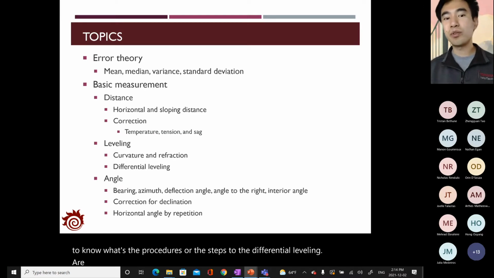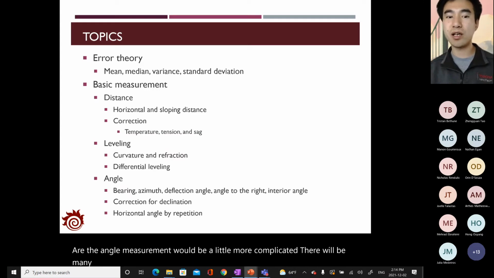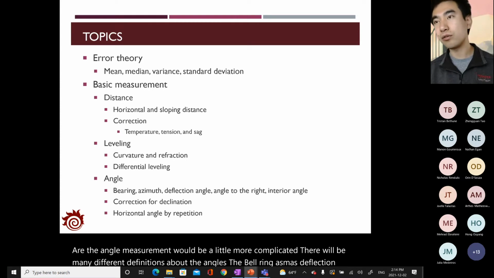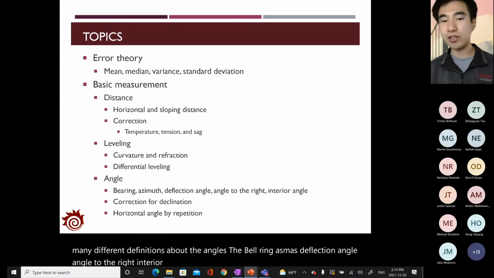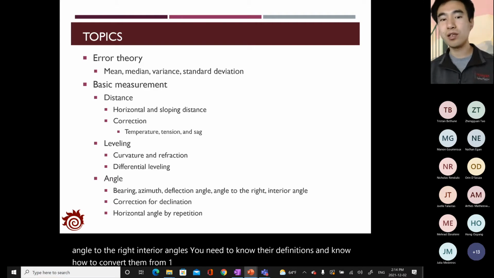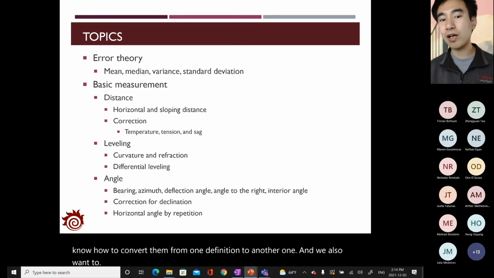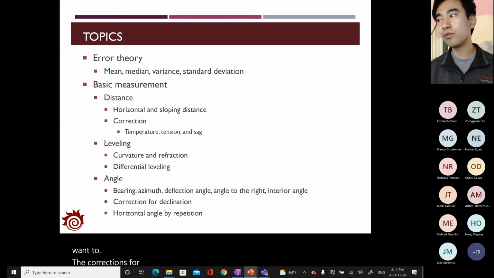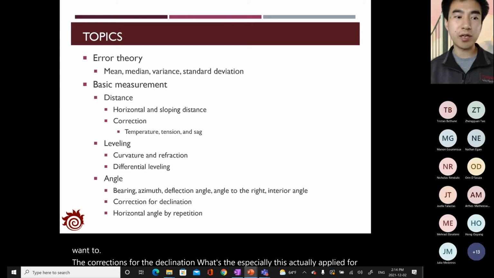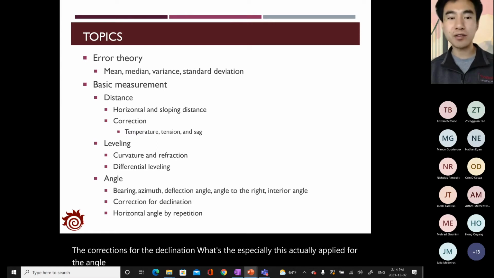The angle measurement would be a little bit more complicated. There will be many different definitions about the angles: the bearing, azimuth, deflection angle, angle to the right, the interior angles. You need to know their definitions and know how to convert them from one definition to another. And we also want to know the corrections for the declination, which actually applies for the angle measurement with the compass.